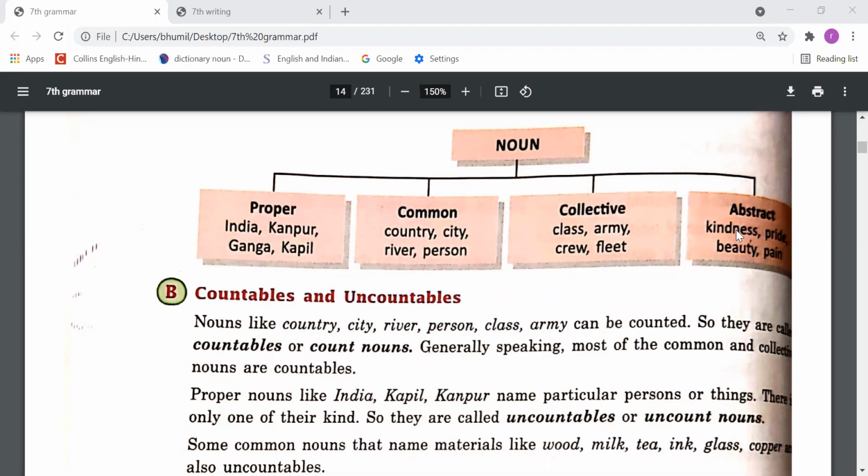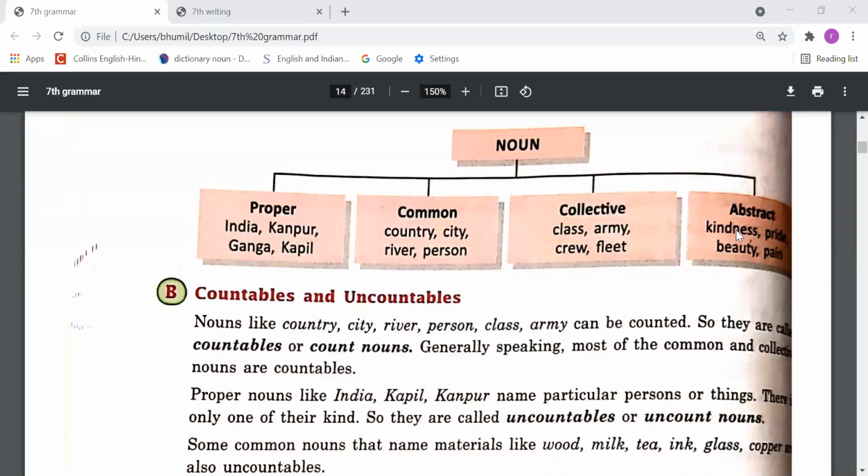Now let's talk about the abstract noun: kindness, pride, beauty, pain. Like which thing does not exist in the world, which thing we can't touch, we can't see, we can just feel. Those things are abstract nouns. Suppose I say book, we can see it, but can we see knowledge? Knowledge we can just feel, we can't see or touch. There is no physical existence of knowledge, right? So knowledge is abstract.